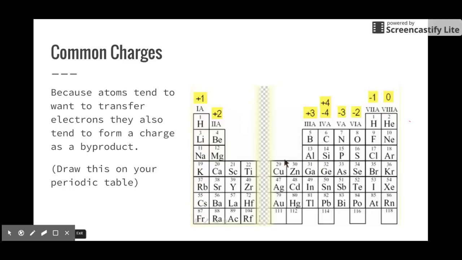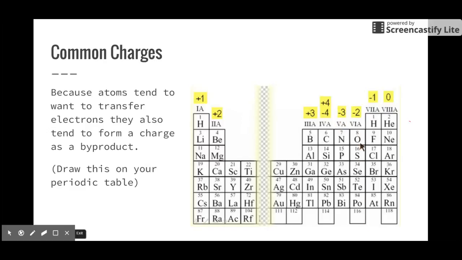The transition elements have various charges, and we'll talk about them in a minute. But group 3 elements form a positive 3 charge. Group 4 elements are positive or negative 4. This is group 13, group 14, group 15 is a negative 3 charge. The reason it's a negative 3 charge is because they have 5 valence electrons, and what they want is 8, so they're going to gain 3 electrons, or gain negative 3 charge.